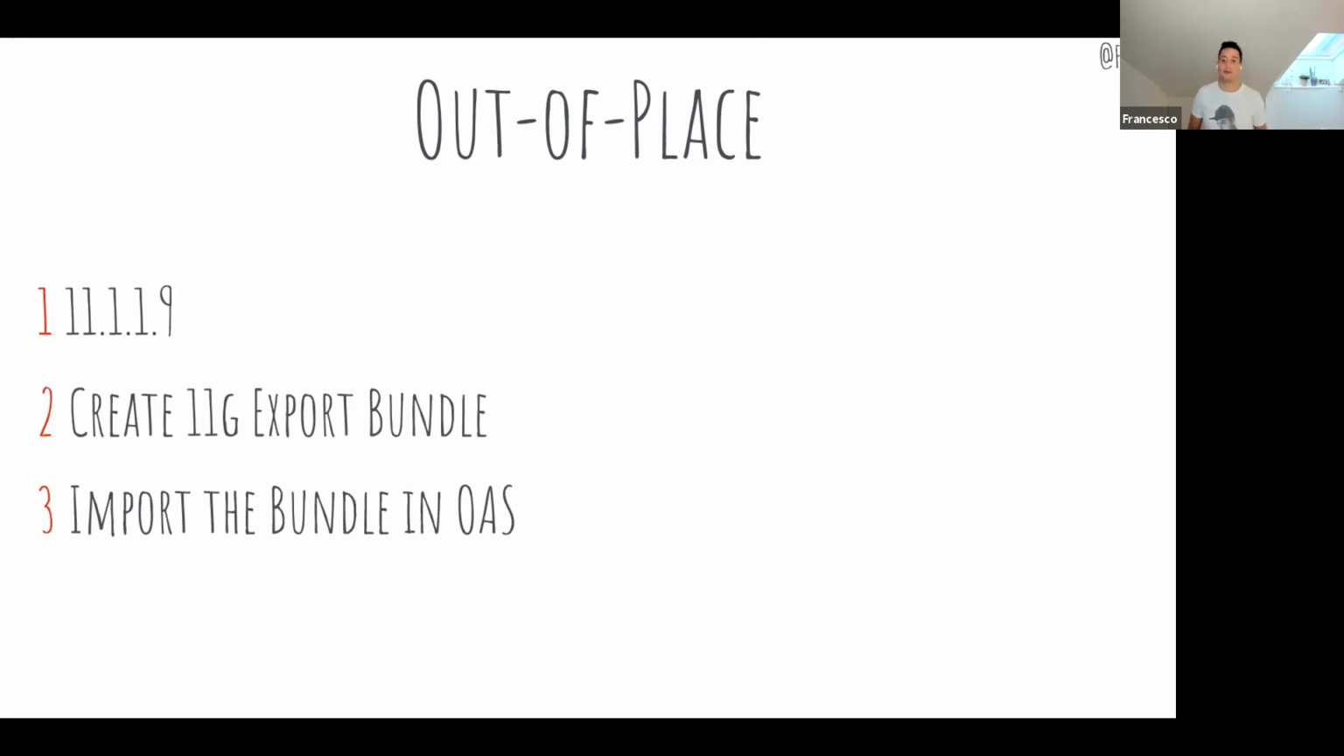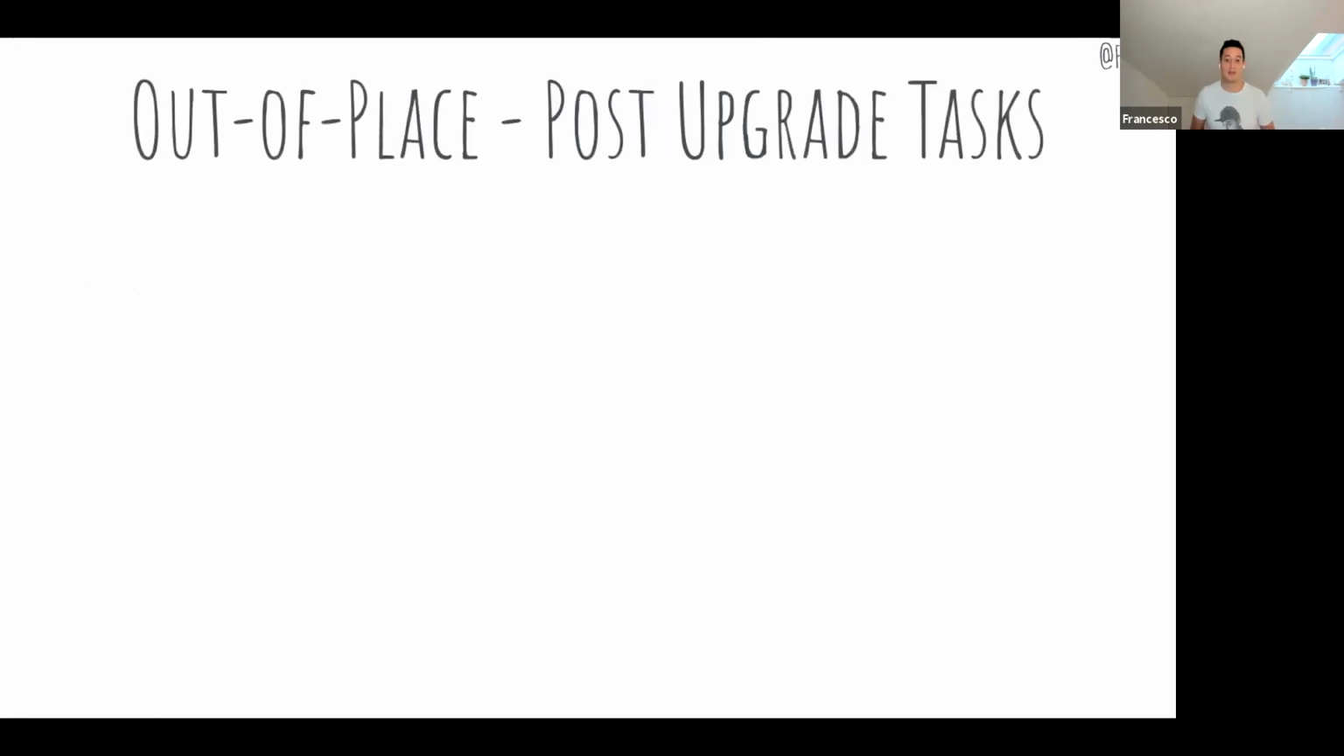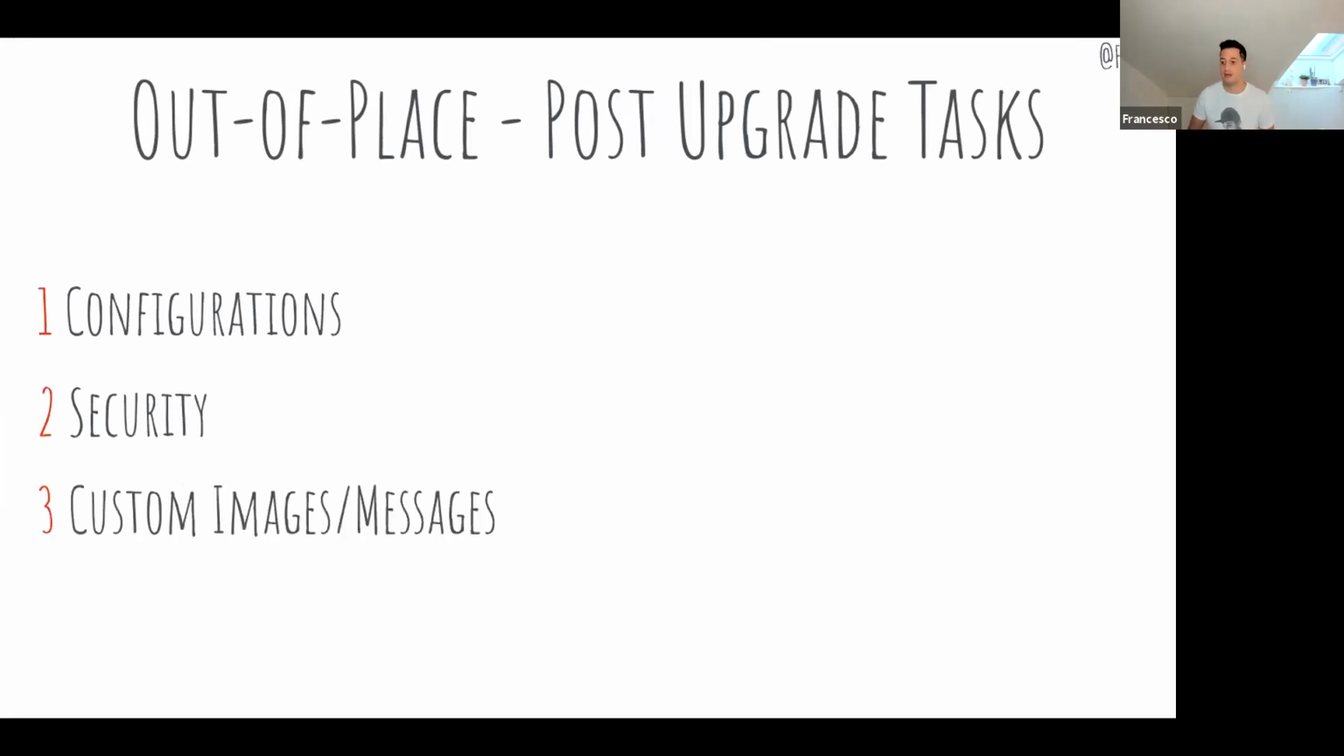Again, with out of place, our list of post-upgrade tasks is a little bit longer. We need to redefine the configuration. We need to redefine the security. We need to import custom images, messages, everything that is custom. And additionally, we have the same post-upgrade tasks as for the in-place, like re-enabling the internal SSL, and the other two which were related to security and stuff like that. If you are moving to OAS, out of place or in place, this is the list of tasks that you have to perform.